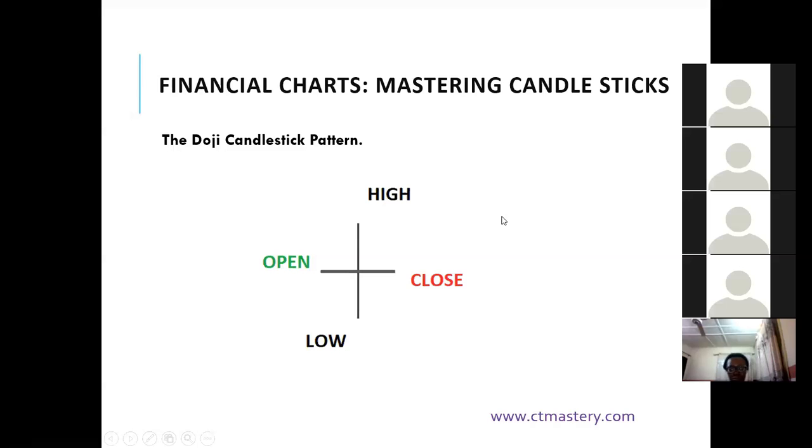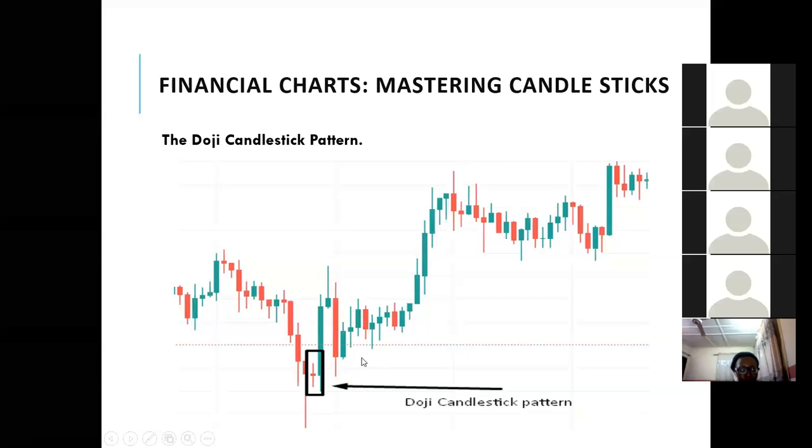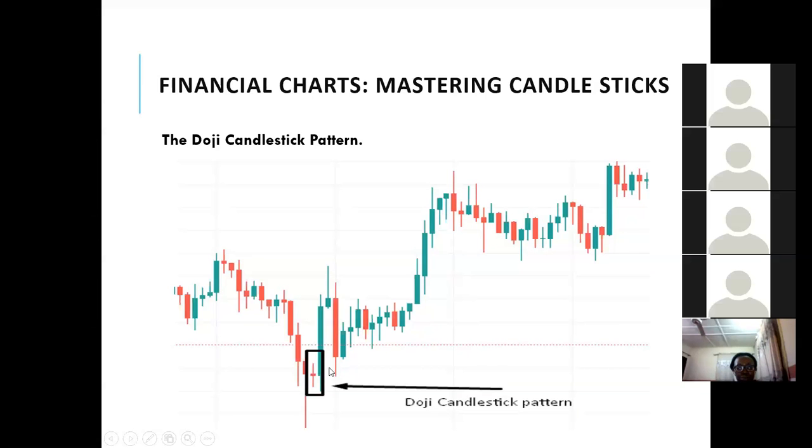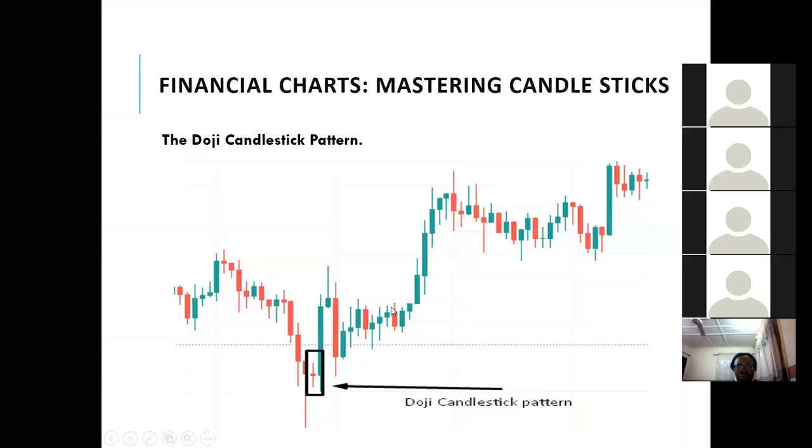So back to the Doji candlestick pattern. This one is occurring at a key support area, and what happened is that the direction changes to the upward direction. So it's a good entry point.